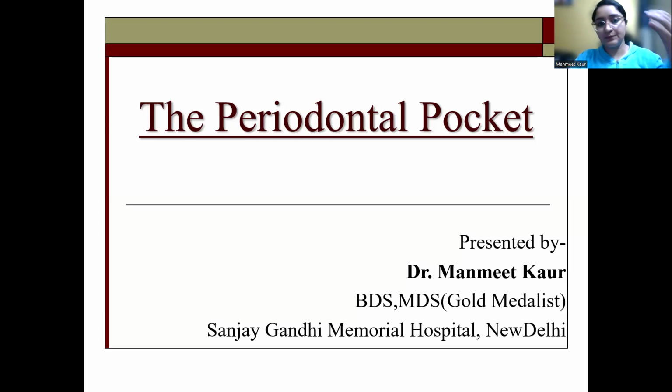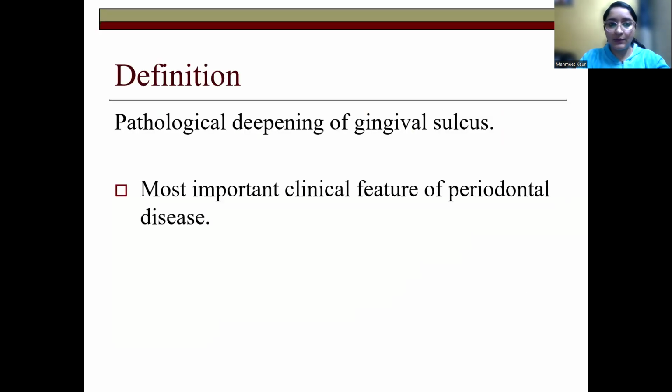So starting with the introduction. Periodontal pocket is basically a deepening of the periodontal sulcus. So this is a pathological deepening. Generally, by definition, pathological deepening of the gingival sulcus is known as the periodontal pocket. It is the most important clinical feature of periodontal disease.